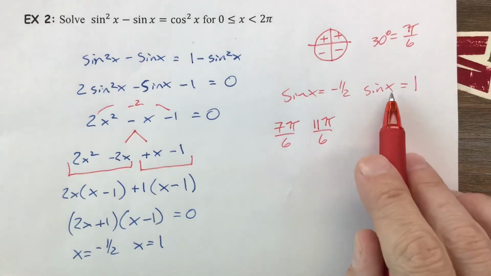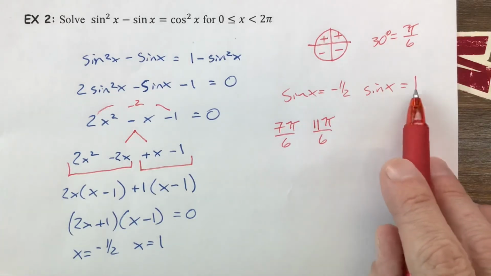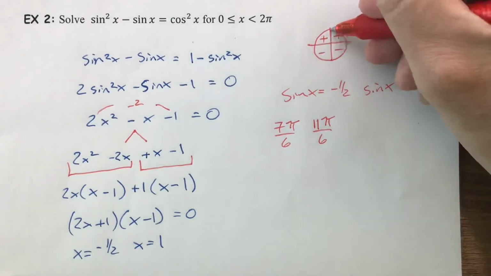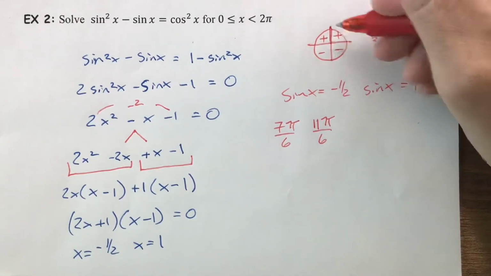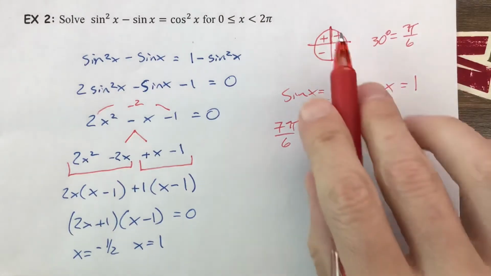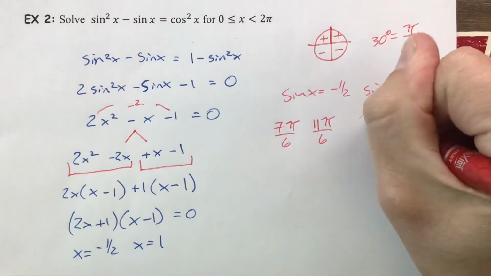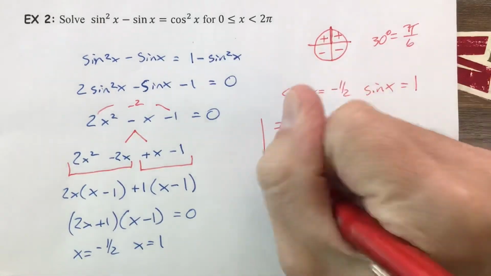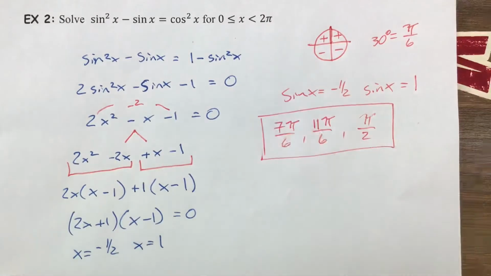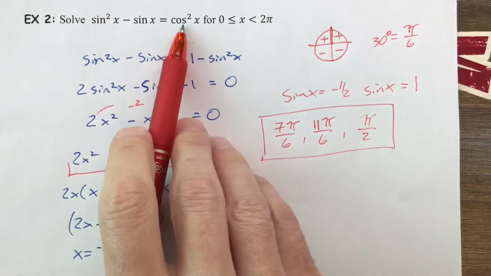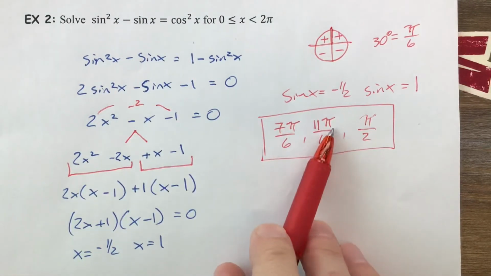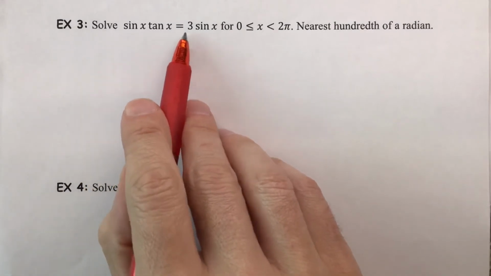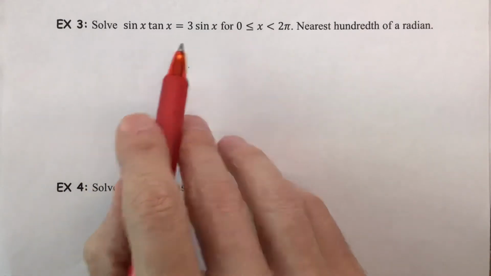And then for the other one, what angle measurement in sine gives us exactly 1? That would be 90 degrees located right here. So you only get one answer that actually goes along with this one, which would be at 90 degrees. And in radians, that would be pi over 2. And then all of these you can type into the original equation and see that they do in fact work.